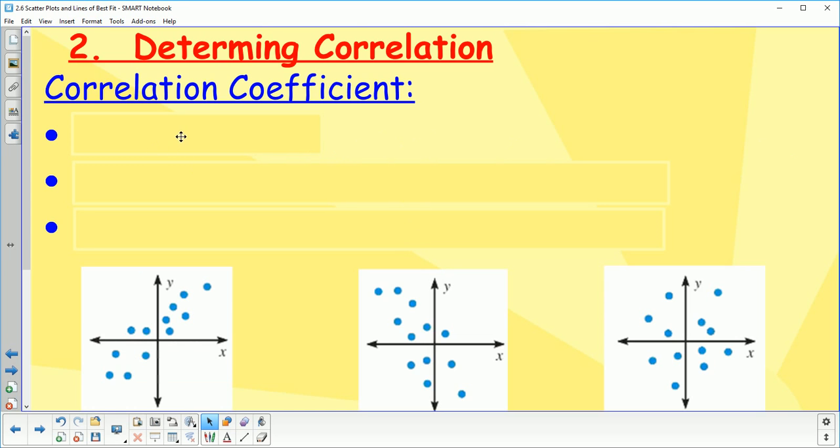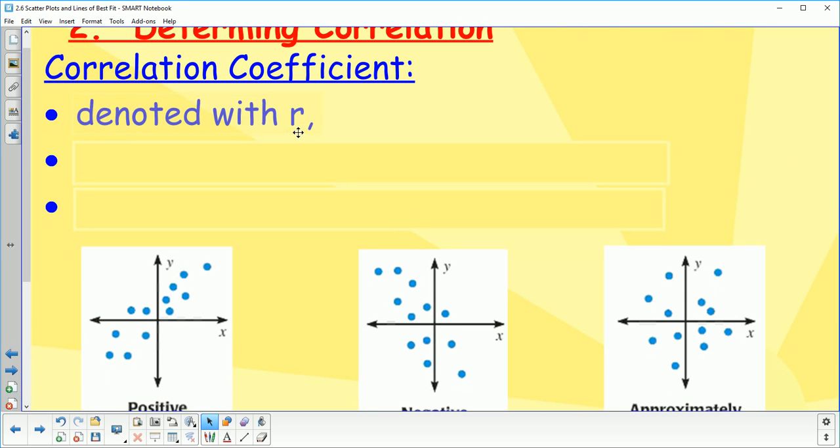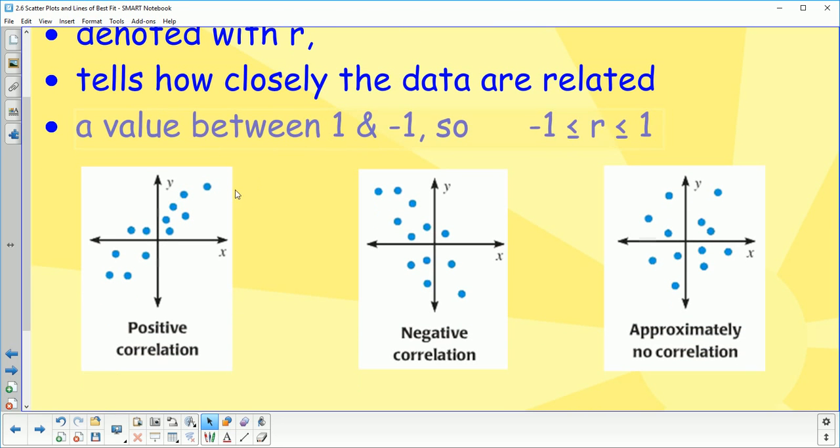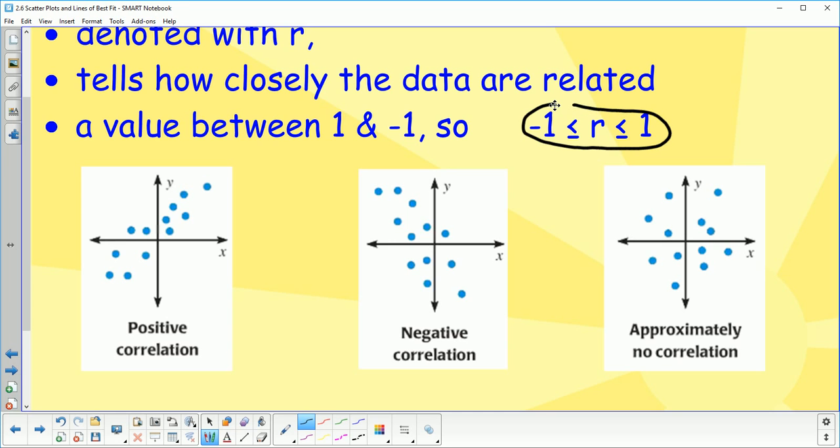And that correlation coefficient, which we're going to denote with r, so much like slope is m, correlation coefficient is going to be r. You're going to see that in your calculator a lot. It's going to just tell us how closely the data are related, like we said already, and it's always going to be some value between 1 and negative 1. So really important here, our correlation coefficient is always going to be our value of r between negative 1 and 1.